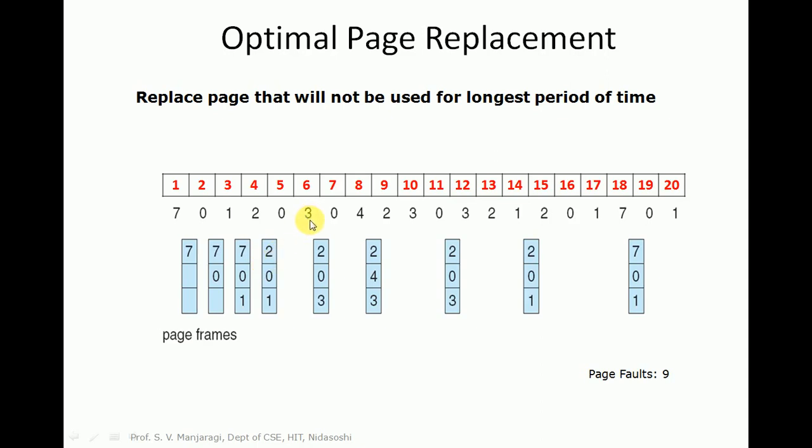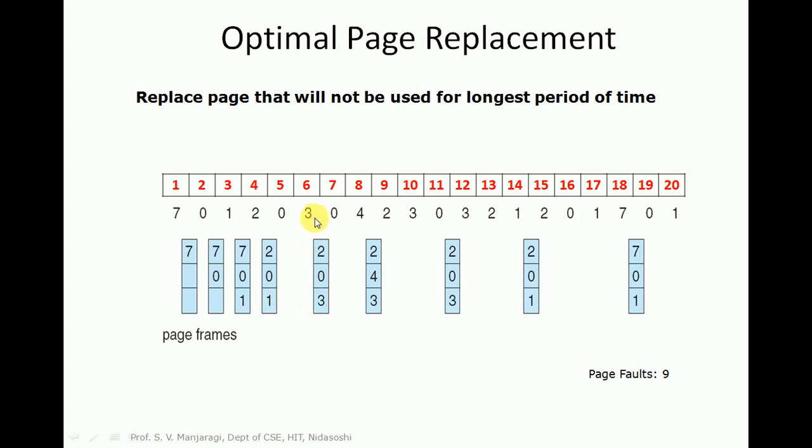To replace a page, we have to consider the page which will not be used for longest period of time. So let us look at the future references for 2, 0, 1. For 2, what is the future reference? It is 9. For 0, it is 7. For 1, it is 14. So here 1 will not be used for longest period of time. It is 14 here, so we need to replace page 1. Okay, so page 1 is replaced with 3.